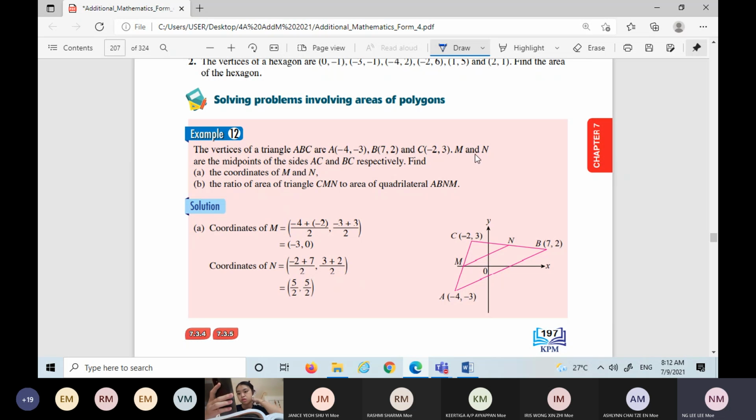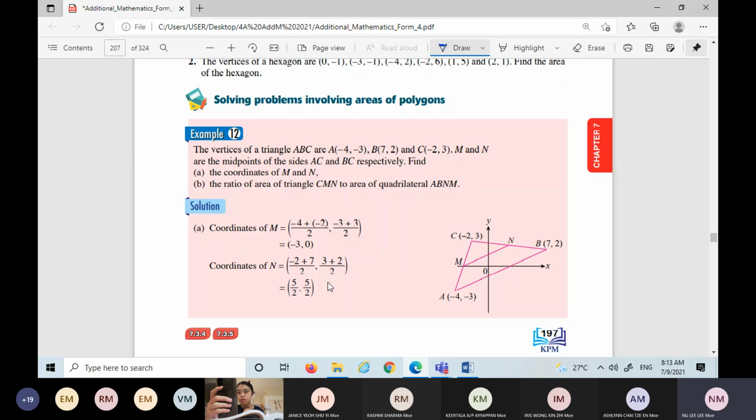The 3 vertices are given. M and N are the midpoints. So first of all, find the coordinates of M and N. M is the midpoint of AC, so you just use these 2 points to get the midpoint. N is the midpoint of BC, so you use B and C, these 2 points, to get the midpoint, which is the point N.